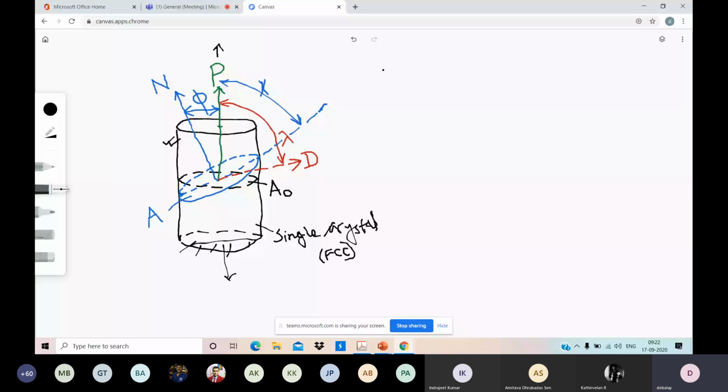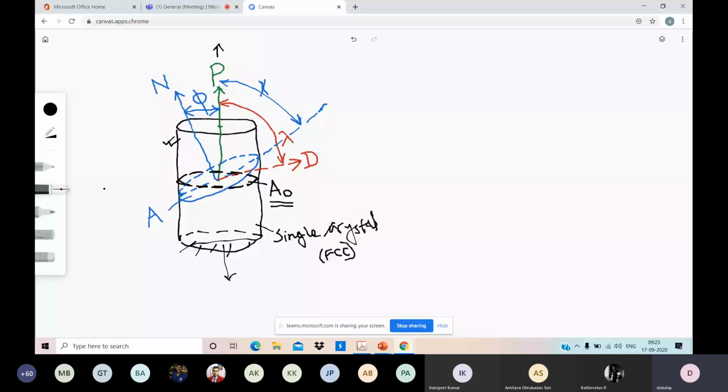All shear stress. You have to consider how your slip plane is. A0 is the area of the cross-sectional plane. I have drawn this black plane as the cross-sectional plane. It's showing the cross-sectional area of the cylindrical crystal, and its area I am writing as A0.